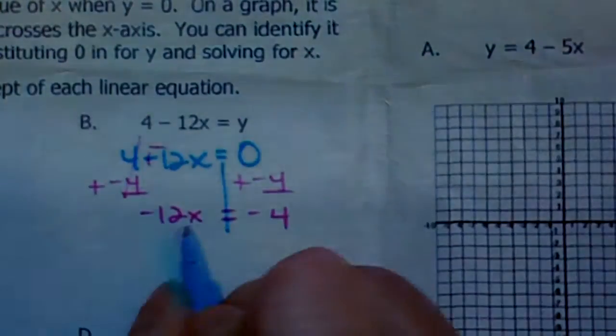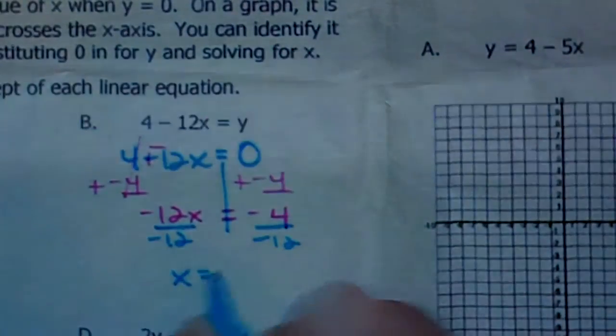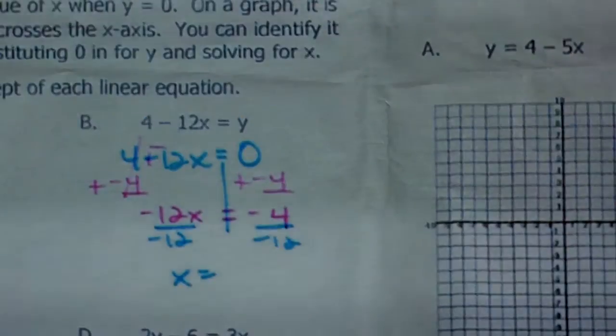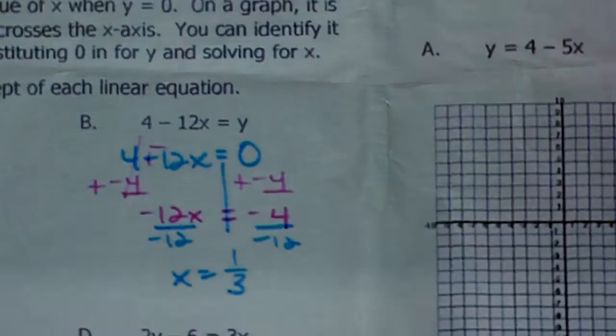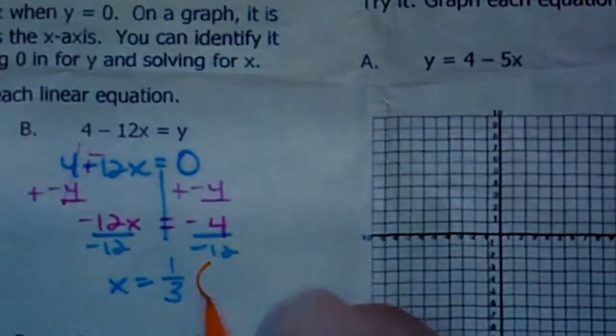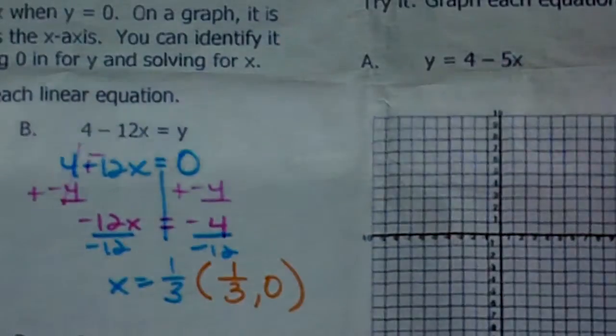Now I want to get rid of this negative 12. That means I have to divide by it. So x equals, well, a negative divided by a negative is a positive, and 4/12 isn't 3 because it's not 12 divided by 4. It's 4 divided by 12. So in simplest form, this would be 1/3. So that means my x-intercept, when x is 1/3, y is 0. That's how I would list it as an ordered pair, and that's how I would graph it.